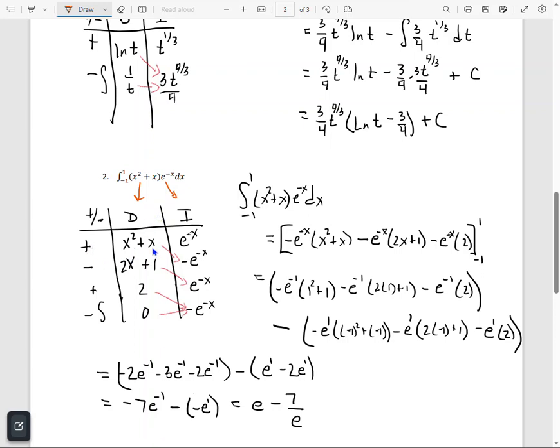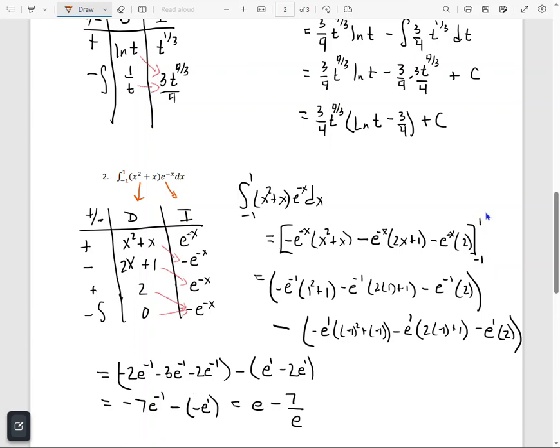All right, so we read it off as x squared plus x times a negative e to the negative x, minus 2x plus 1 times e to the negative x, plus 2 times a negative e to the negative x. Okay, so plus 2 times negative e to the negative x plus 0. But remember, we're not adding plus c here. Now we're evaluating from negative 1 to positive 1.